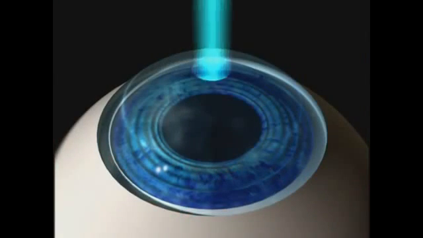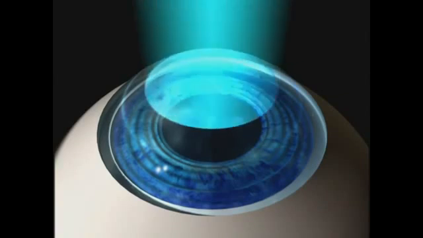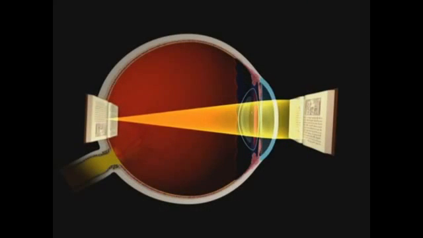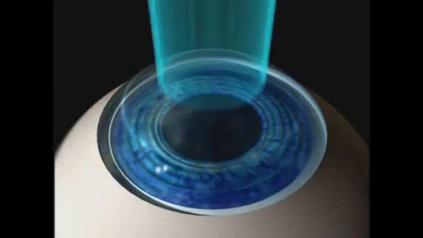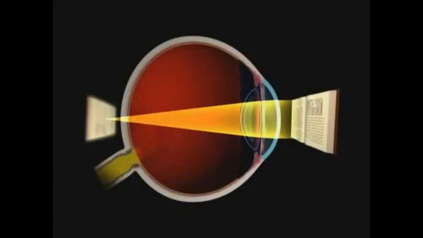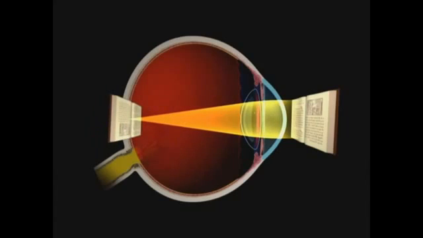If treating nearsightedness, tissue is removed from the center of the cornea, moving the point of focus from in front of the retina to on the retina. If treating farsightedness, tissue is removed from the outer margins of the cornea, moving the point of focus from behind the retina to on the retina.